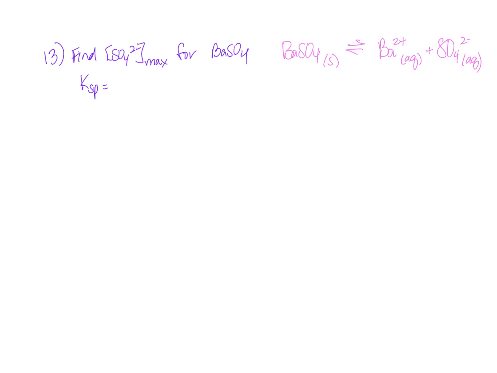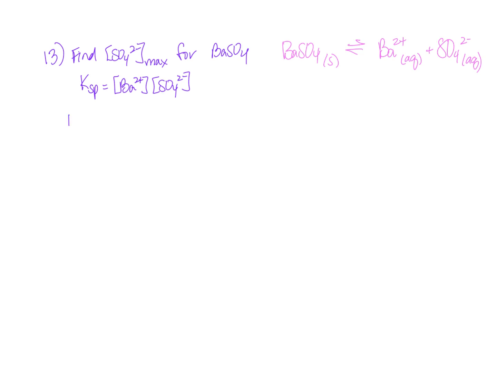Think about the ratio of ions there. This is a 1-to-1, so it is just going to be the concentration of Ba2+ times the concentration of SO4 2-. So I'm trying to solve for this SO4 2-. I know my KSP, and I know the concentration of Ba2+ that I have in this solution.